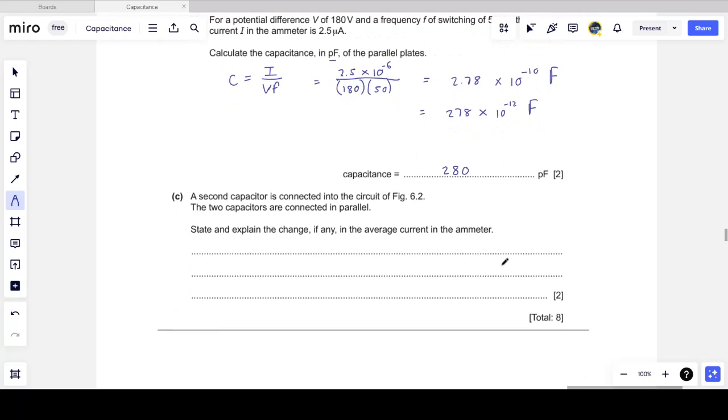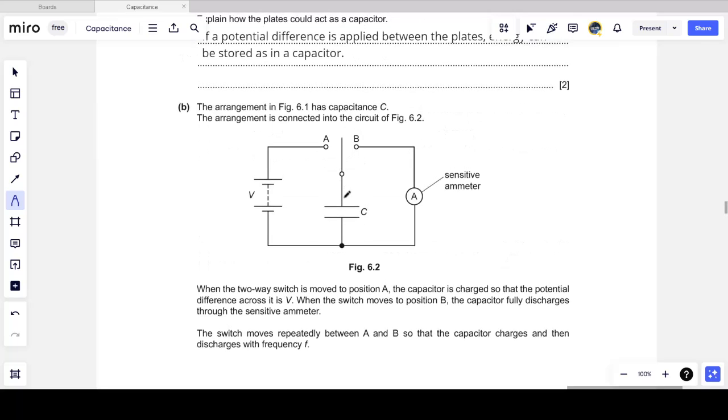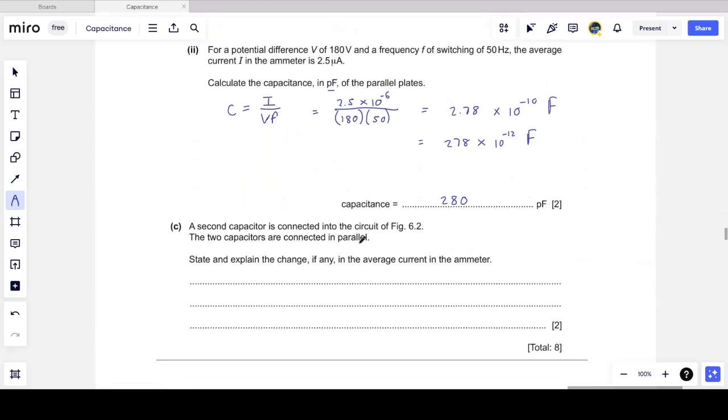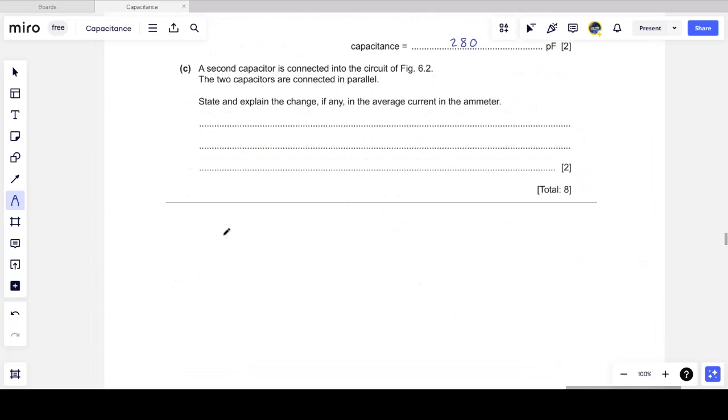We're then told that a second capacitor is connected into the circuit of figure 6.2, and the two capacitors are connected in parallel. We want to state and explain the change, if any, in the average current in the ammeter. So instead of in series, I have a second capacitor placed in parallel with the first capacitor, and I want to know if anything happens to the reading on the ammeter. So is the average current in the ammeter going to change? Well, let's go back to our knowledge of capacitors. If I put capacitors in parallel, then the equivalent capacitance is the original capacitance C plus the new one, C new.